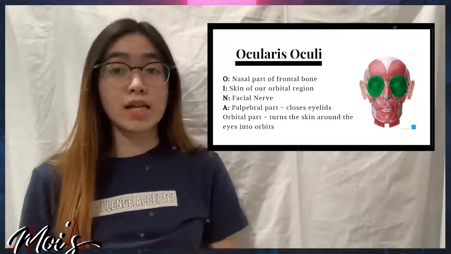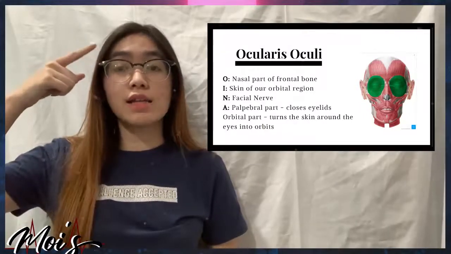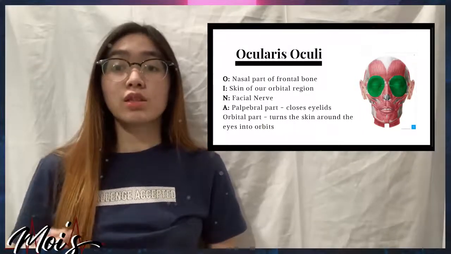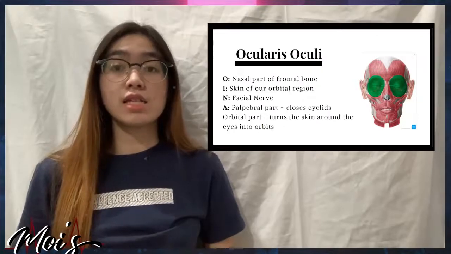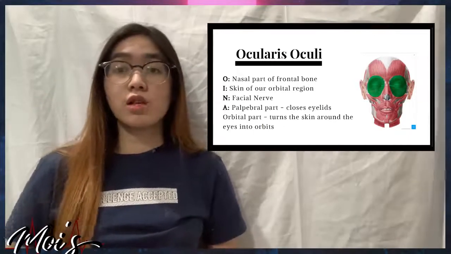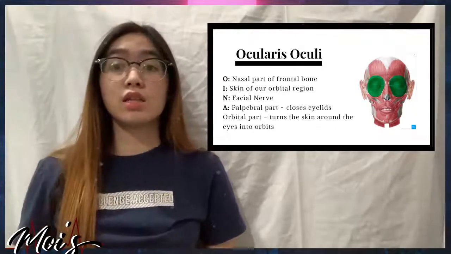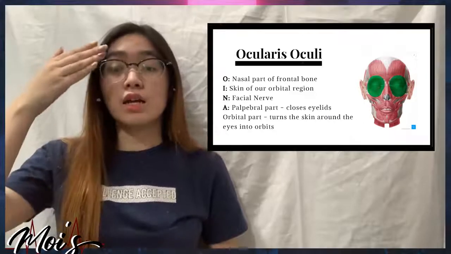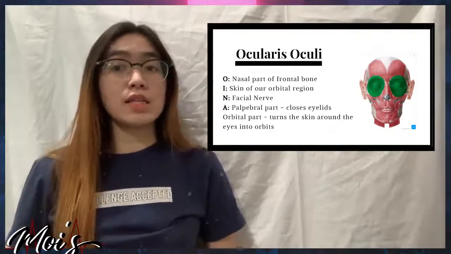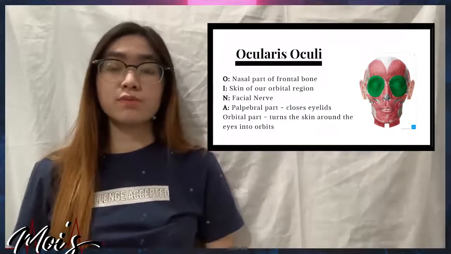Now, let's move forward to the muscles of the eyelids. We have the orbicularis oculi, where the palpebral part closes our eyelids and the orbital part turns the skin around the eyes into orbits. Its origin is mostly from the nasal part of the frontal bone inserting in the skin of our orbital region, innervated by the 7th cranial nerve, or what is known as the facial nerve.